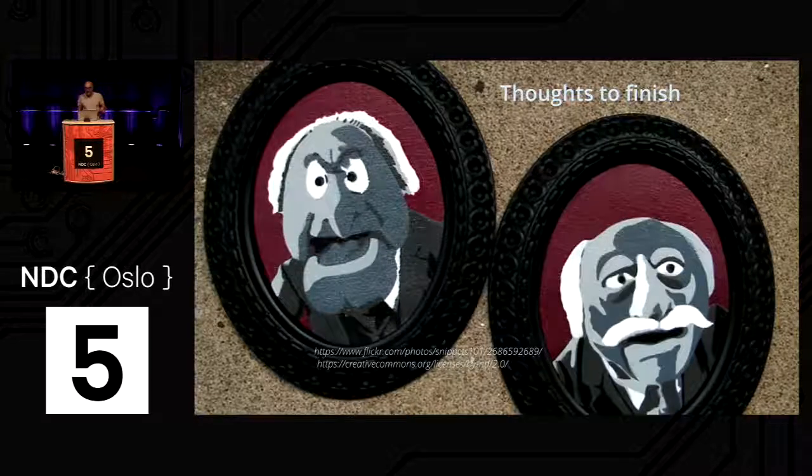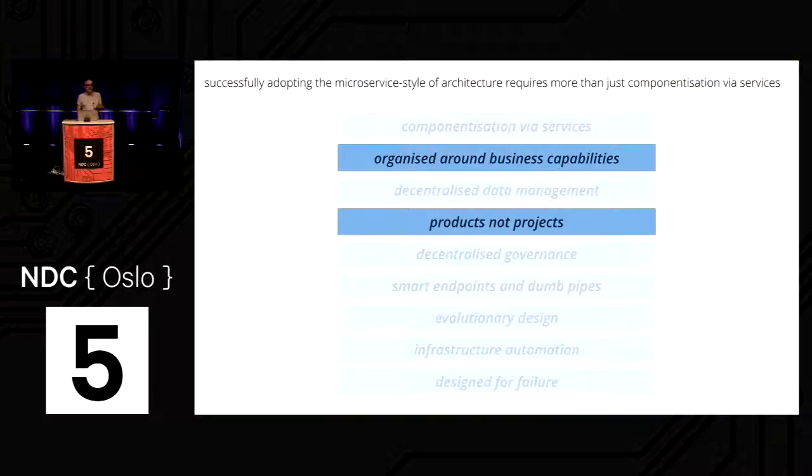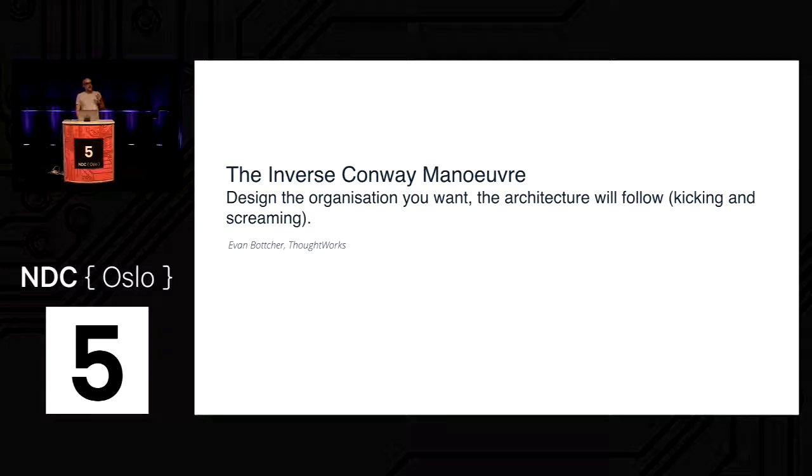So, thoughts to finish. Successfully adopting this stuff, microservices, I would argue, requires much more than just componentization. It requires you to think really hard about your organizational structure and how your teams are working. There's this thing I like called the inverse Conway Manoeuvre, which is in the title of this. This is from a colleague, Evan Bottcher. He says one of the ways you can go about making architectural changes is to first design the organization you want based around your business needs. And then your architecture over time will follow, kicking and screaming.